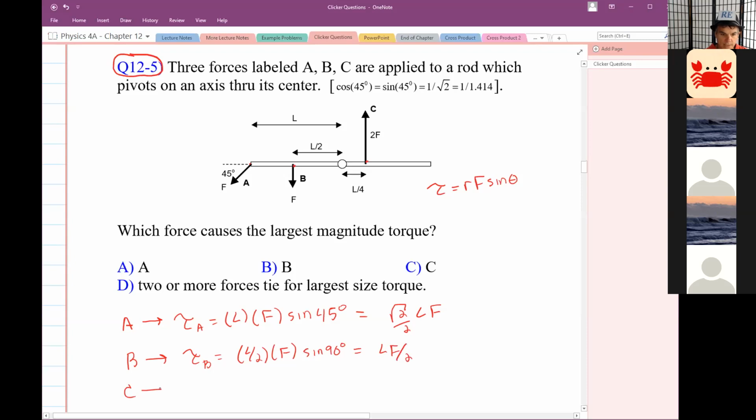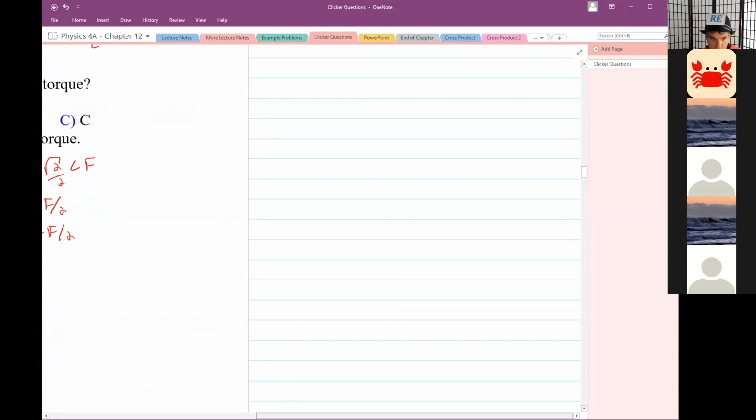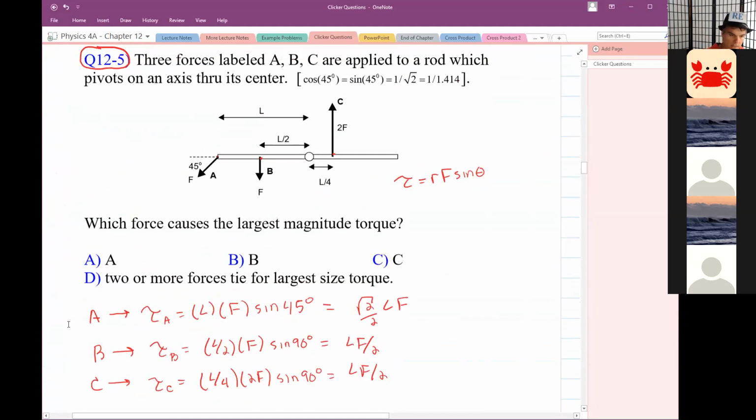And then for case C, the force is located a distance of L/4 away, but it has a magnitude of 2F. So what I have is L/4 times 2F. And again, the angle in this case would be 90 degrees. What I get is LF/2. So B and C both produce the exact same magnitude torque, but A has a larger magnitude torque than either one. So the correct answer was A.